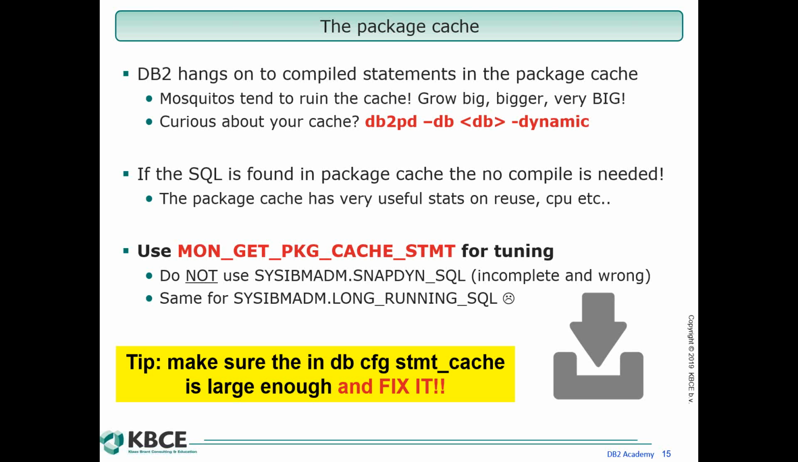This is the number one source for tuning, because the package cache not only stores that compiled result, but also statistics on how often the statement was being reused, how much CPU it used up to then, etc., etc. So that is a very, very important one. And you can get the results out of the MON_GET_PACKAGE_CACHE_STATEMENT. That is yet another MON_GET. Don't go to these old SYSIBMADM snap dynamic SQL and long running SQL. They've been known to produce incomplete and incorrect results. So the snapshots are actually not being maintained anymore. So always go for the MON_GET.